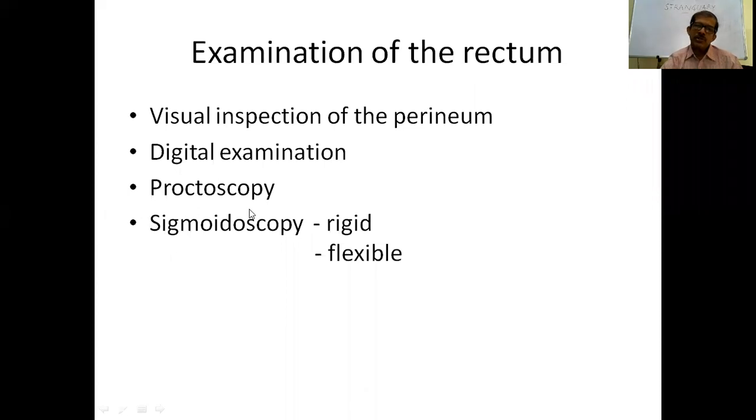Then of course, sigmoidoscopy, whenever you suspect a lesion higher above in the upper rectum or in the sigmoid colon, then you can do sigmoidoscopy. Of late, less and less rigid sigmoidoscope, mainly flexible sigmoidoscope, just like a colonoscope, which is longer because it has to go up to the cecum or even the terminal ileum. That is longer, more than 1.5 meters, whereas this is less than that, 75 cm.